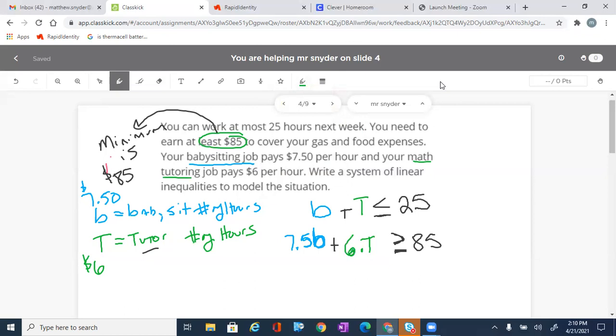All right, all I wanted you to do is write a system of linear inequalities, and this is our system of linear inequalities that matches this scenario.